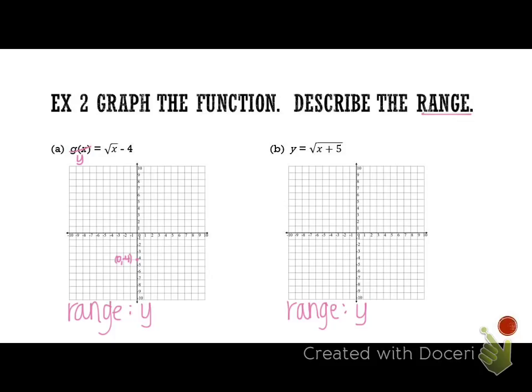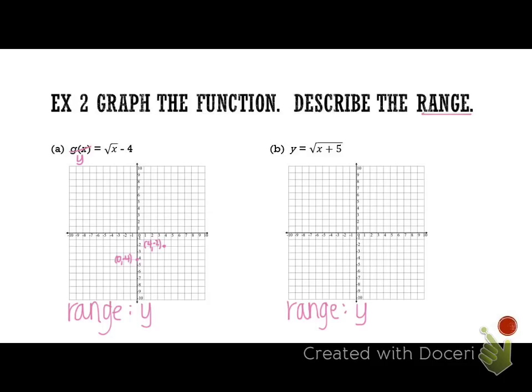I see another point at (4, -2). So I'm going to go right to 4, and I'm going to go over to -2, and I'm going to label that point as well. So (4, -2). And then we need one more point, and if we go too far, we're going to kind of get off of the graph.